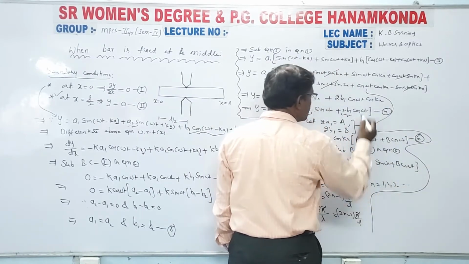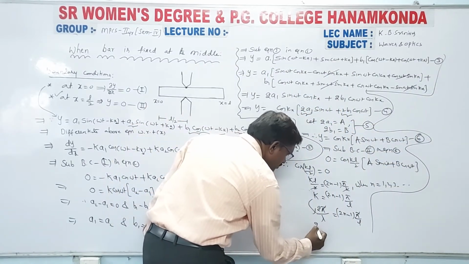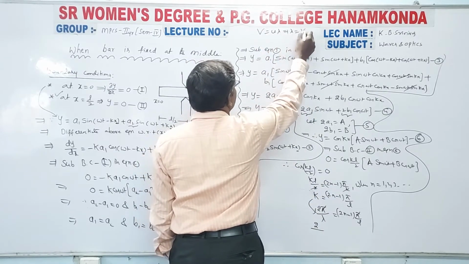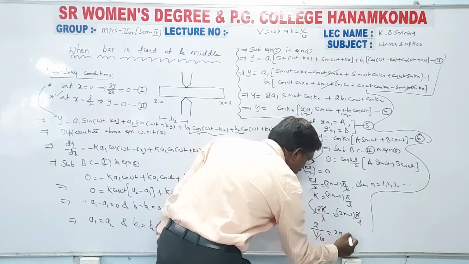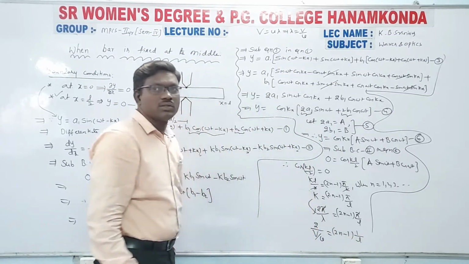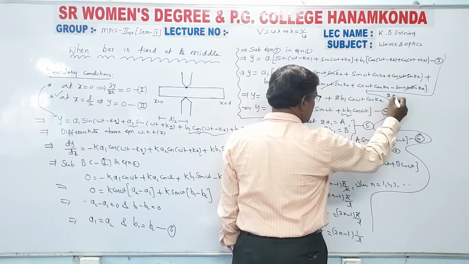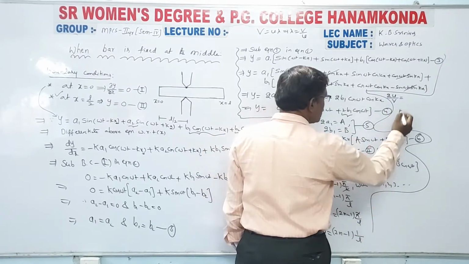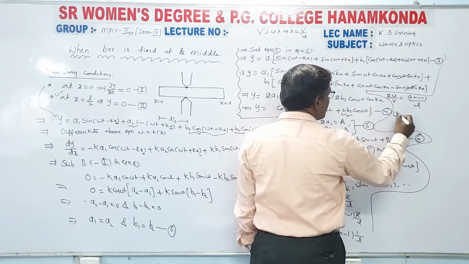We already did this type of derivation in our previous cases. 2 by lambda, what is lambda? V is equal to nu lambda, which implies lambda is equal to V by nu. Instead of lambda, we can substitute V by nu, so 2 nu by V is equal to 2n minus 1 by L. I want to calculate the nu value, that is the frequency of the bar.